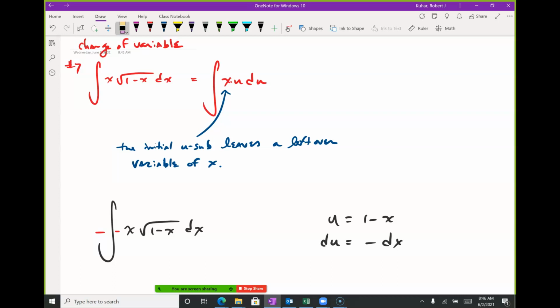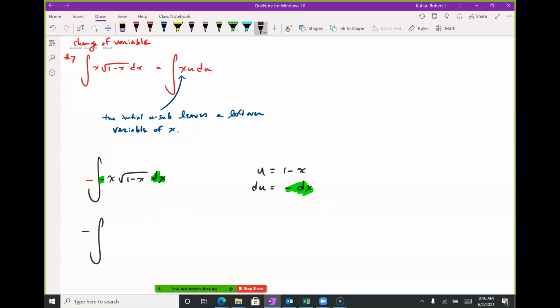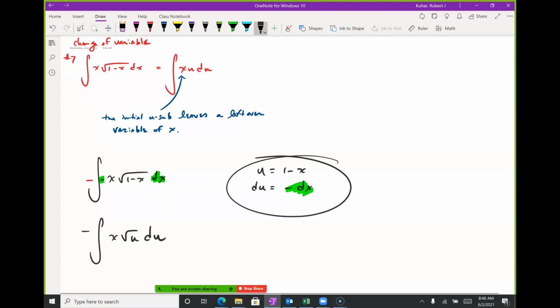But now I see I have a negative dx, so in green is du, right? The negative dx is du. And square root of 1 minus x is square root of u. So now I do that initial substitution. I have x square root of u du. And there's my leftover x piece. And so the only thing I have to work with is here, right? So what I have to work with is there, and all I have to do is solve that for x, right? So what is x? x is 1 minus u, right? Is that agreeable?